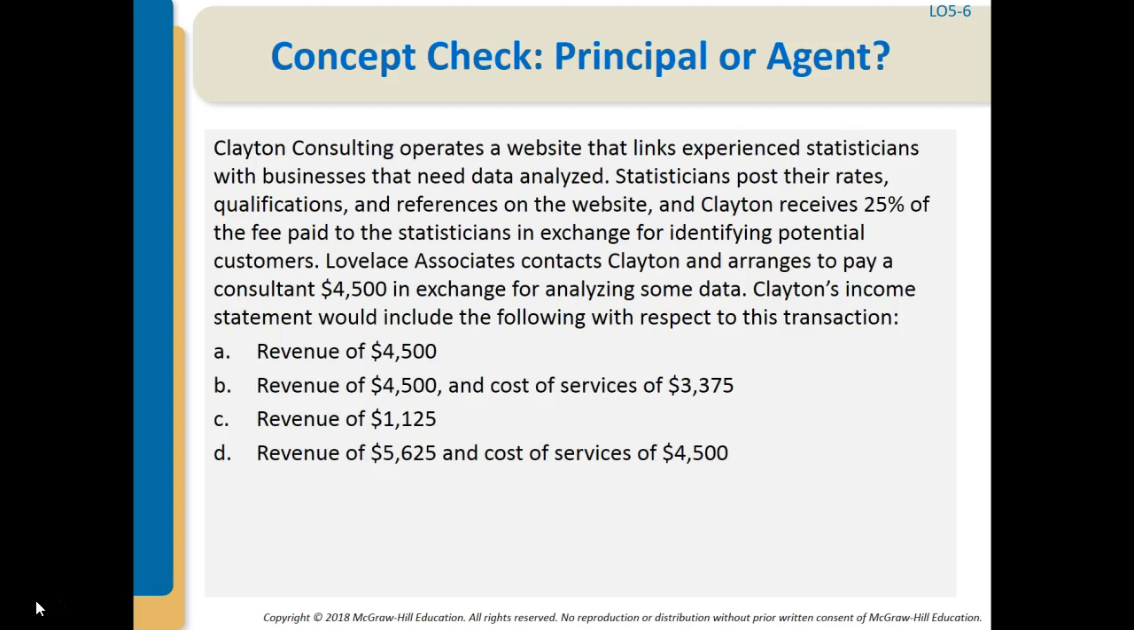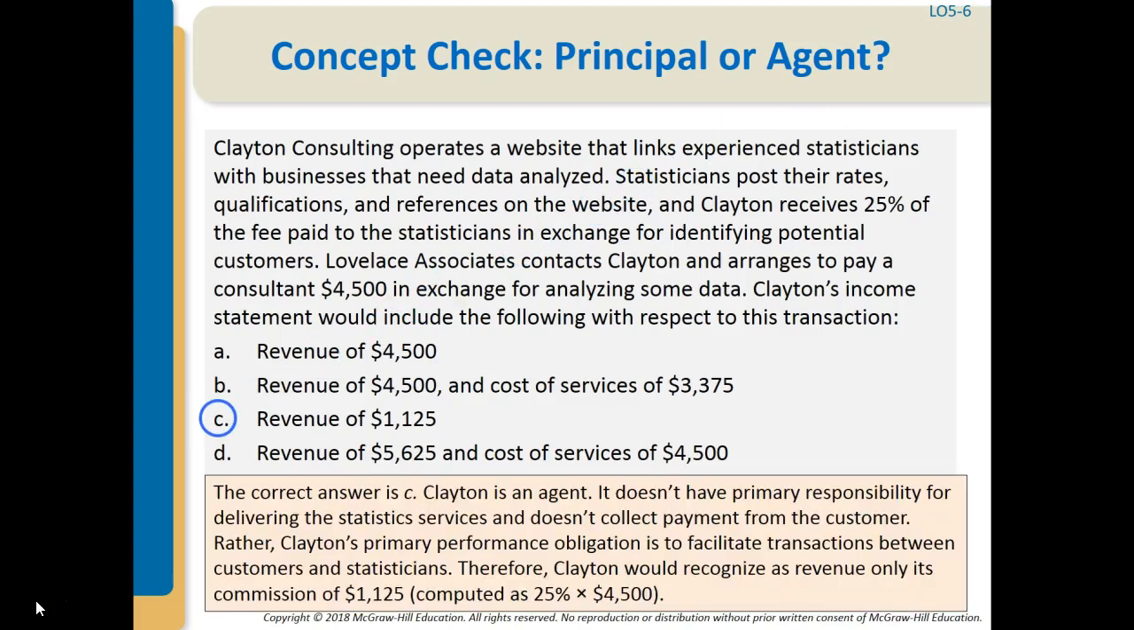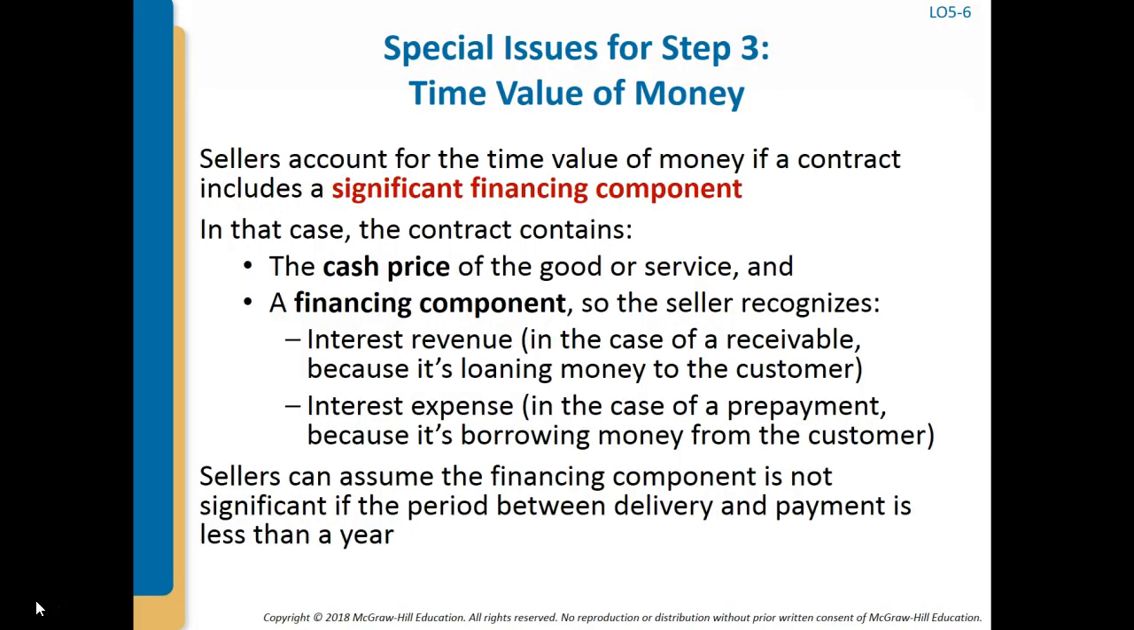So the key is, is this person a principal or an agent? Well, it looks like he's an agent. So it doesn't have primary responsibility for delivering the services, and it doesn't collect payment from the customer. Rather, Clayton's primary performance obligation is just to facilitate the transaction between the two parties. Therefore, Clayton would recognize as revenue only its commission of the $1,125.